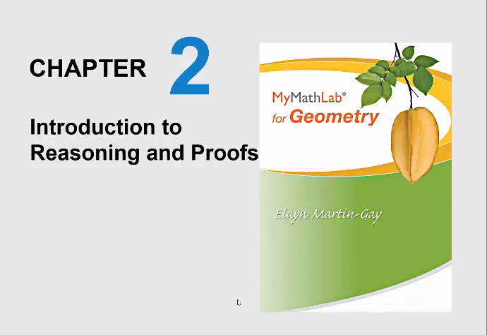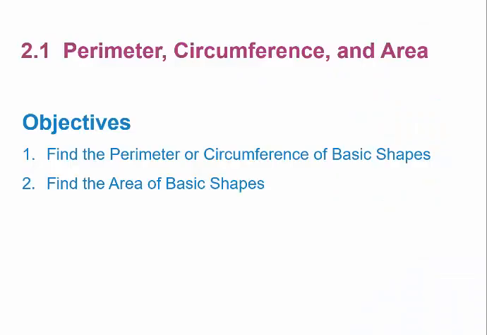Hi class. In this video, we're going to start chapter 2. Chapter 2 is going to be about introduction to reasoning and proofs. However, before we get into mathematical proofs, which is what we'll start after this section, in section 2.1, we just want to introduce what's called the perimeter, circumference, and area. These are words you probably remember from your high school classes.